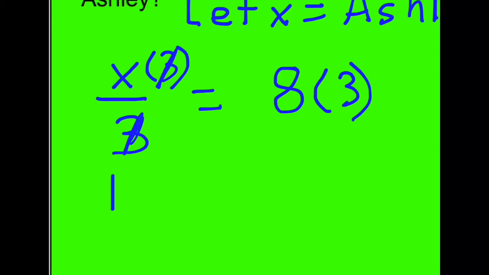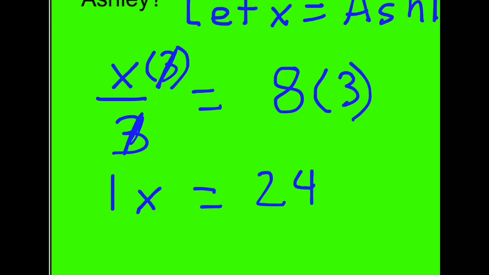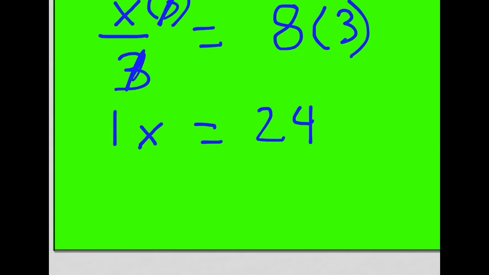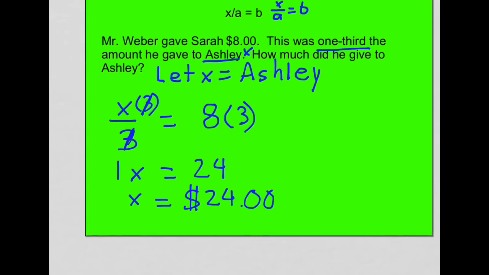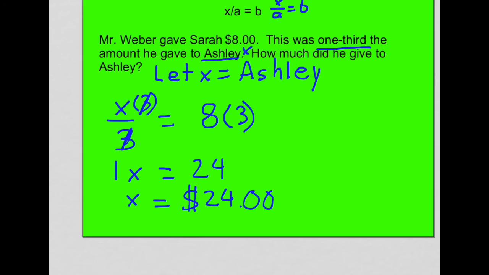And I still have my x. So I have 1x. And 8 multiplied by 3 is 24. And I can also just write that 1x is the same as x. And we're talking about money. So probably write that as $24. So that's where these math equations come from, a math equation that involves division. We solve it by multiplying both sides of the equal sign by the same number. Let's look at another one.